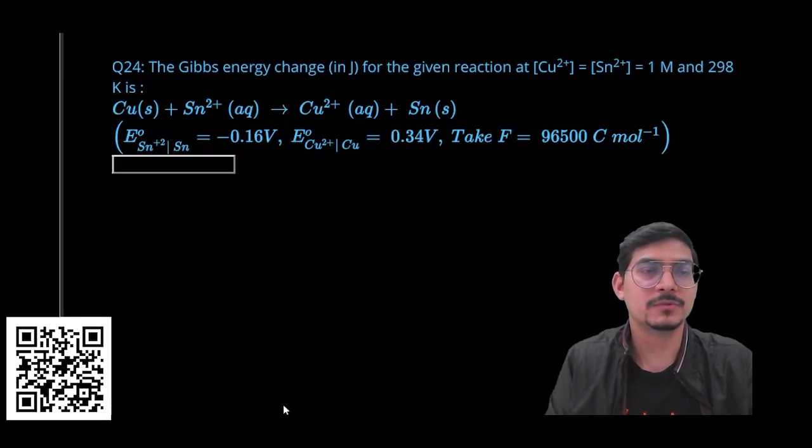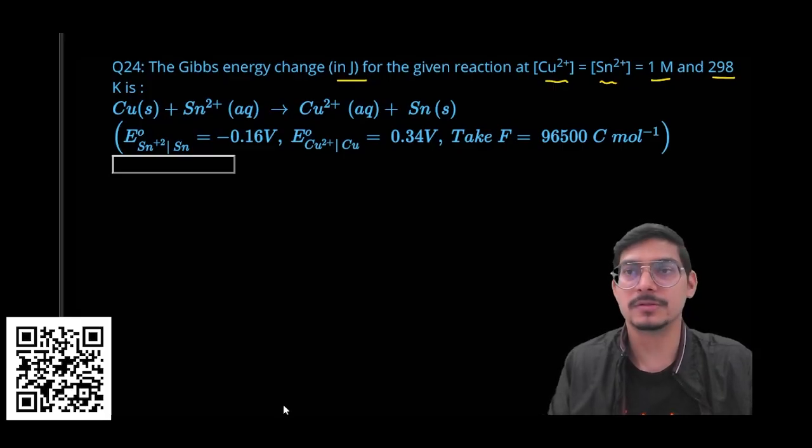Hi everyone. In this question, we have to calculate the Gibbs energy change in joule for the given reaction when the concentration of copper ion and Sn2+ ion both are 1 molar at 298 Kelvin. So basically we are talking about standard conditions here. So we do not need to employ the Nernst equation because temperature is 298 and all concentrations are 1 molar.